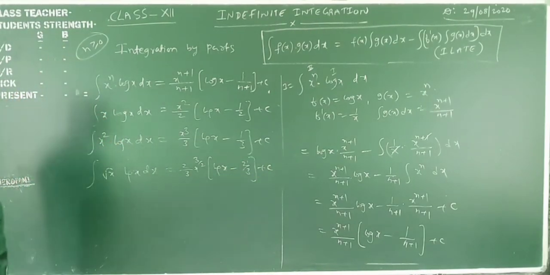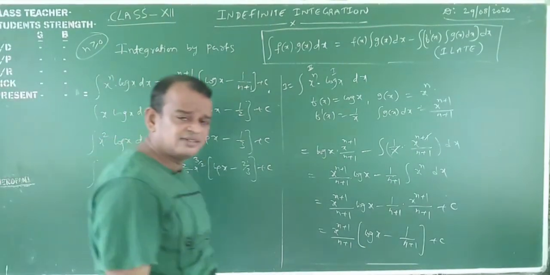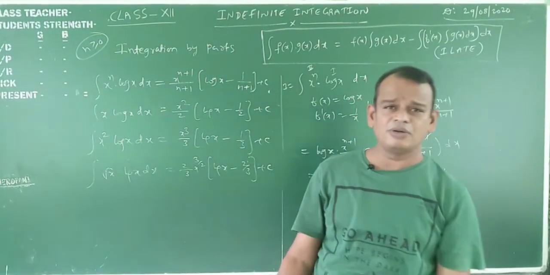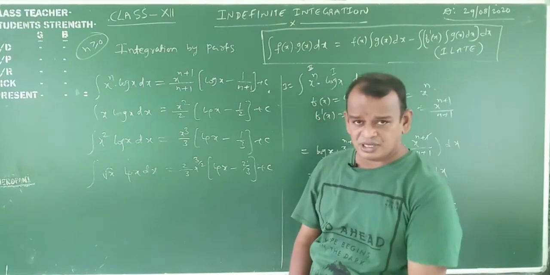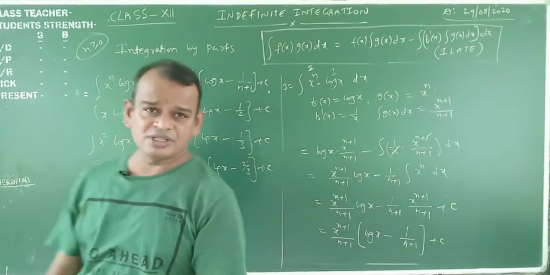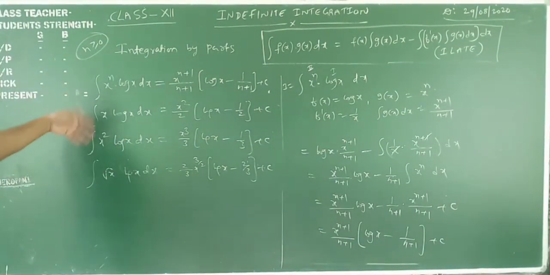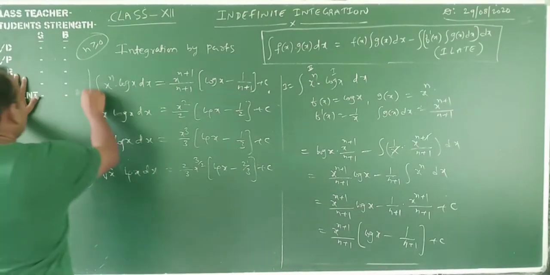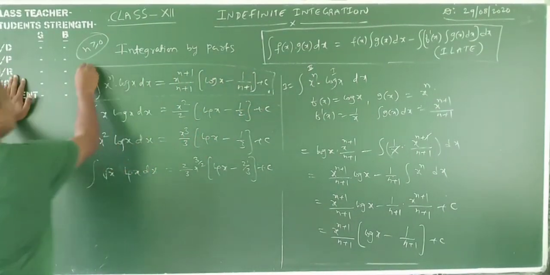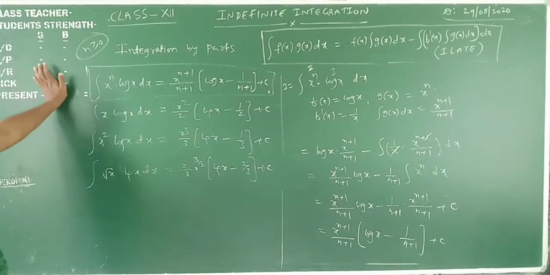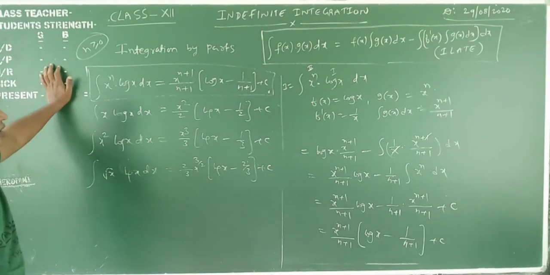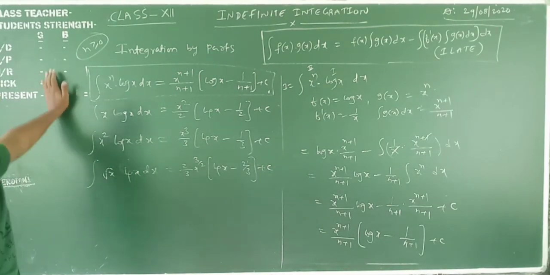We will get either objective questions. The 1 mark questions have 20, that is the total objective questions. That's why I am telling you to use this formula. You remember this formula, my dear students. Integral of x^n log x dx is equal to x^(n+1)/(n+1) times (log x minus 1/(n+1)) plus c.